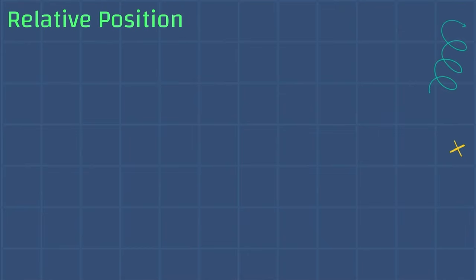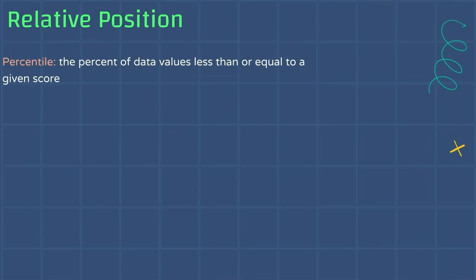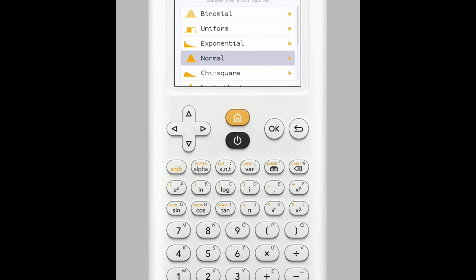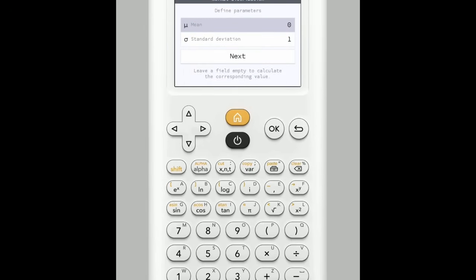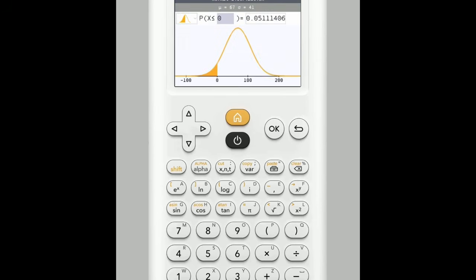Relative position. Percentile is the percent of data values less than or equal to a given score. Example, if we went to the distributions and the mean was 67 and the standard deviation was 41, and we want to see every value that's equal to 100 and less, it would be around 79%, which is the percentile.